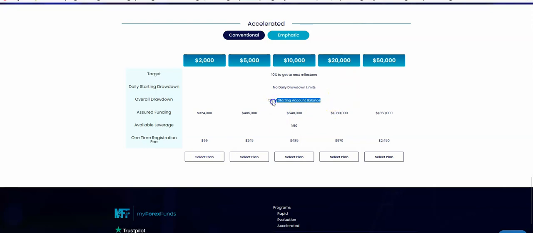This is it. All you need to do is just be conscious of this overall drawdown. Don't trade too much. Don't over-risk. If you follow my risk management, you won't have a problem with this. I'm telling you, if you follow my risk management training, you will not have a problem with this. That's the truth.